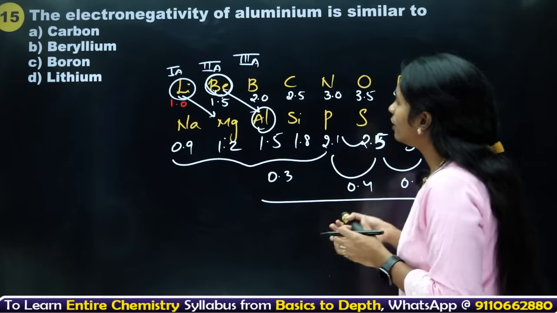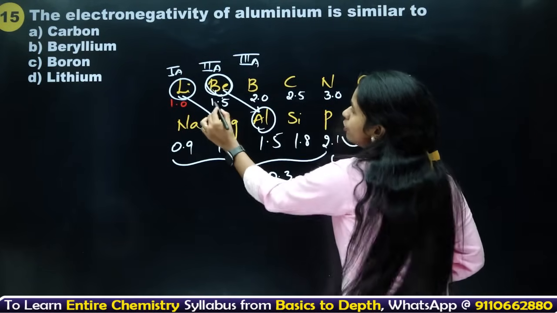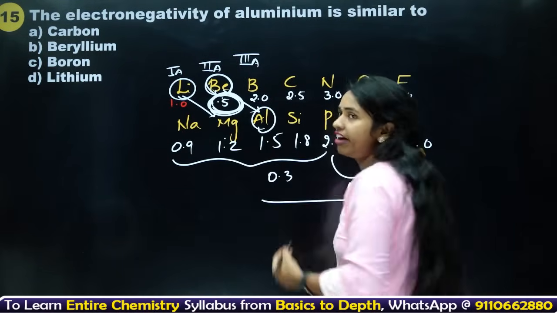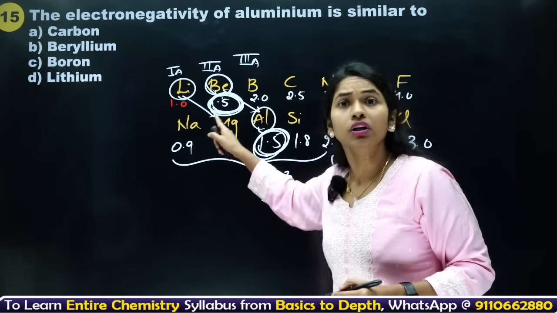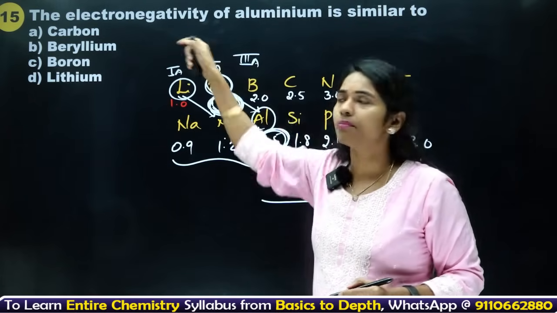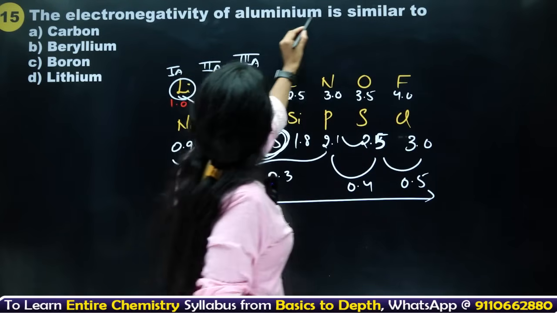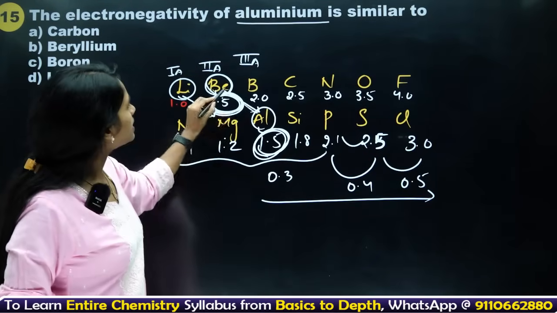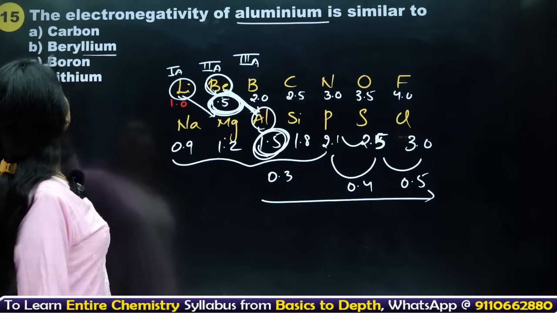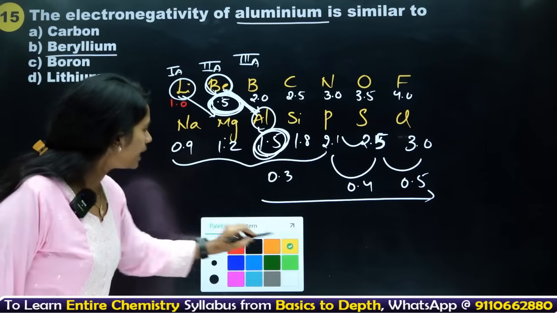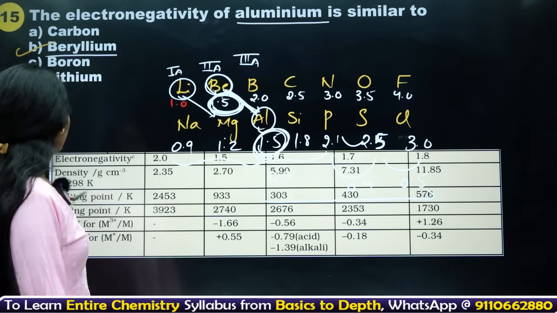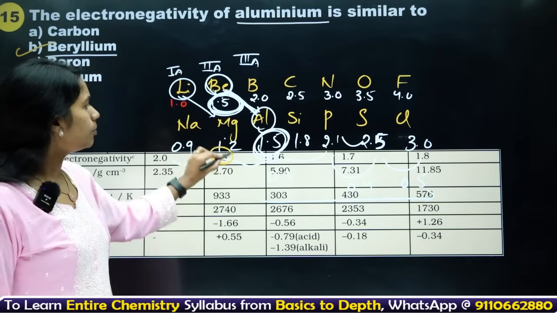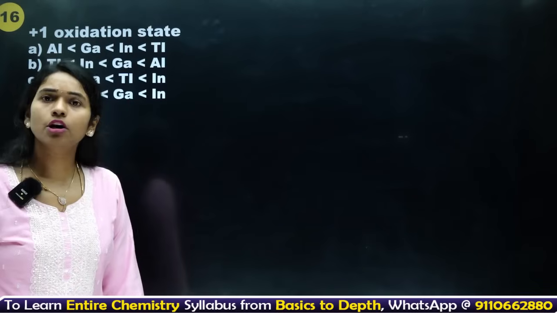Now what I want to tell you: if you observe beryllium's electronegativity, how much, students, tell me? 1.5. Aluminium's electronegativity, how much? 1.5. Both their electronegativities are the same. So which two elements? Aluminium's electronegativity is similar to beryllium. So which is the correct option? Say loudly. Beryllium is the correct option. See here, what is the electronegativity of aluminium? 1.5. Even beryllium is also 1.5.